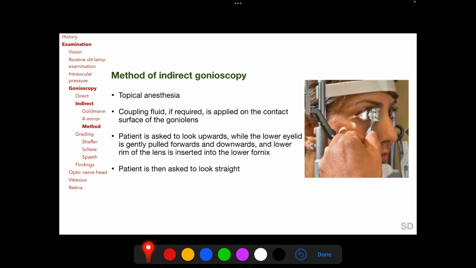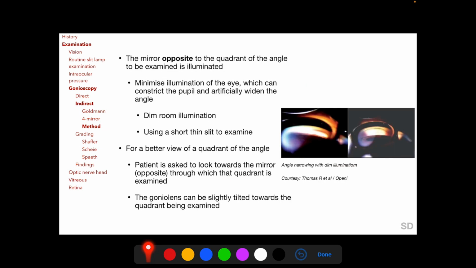Indirect gonioscopy, both with the Goldmann lens and with the 4-mirror gonio lenses, starts with topical anesthesia and application of coupling fluid if required on the contact surface of the gonio lens. The patient is asked to look upwards while the lower eyelid of the patient is gently pulled forwards and downwards, and the lower rim of the gonio lens is inserted into the lower fornix. The patient is then asked to look straight. The mirror of the gonio lens opposite to the quadrant of the anterior chamber angle to be examined is illuminated.